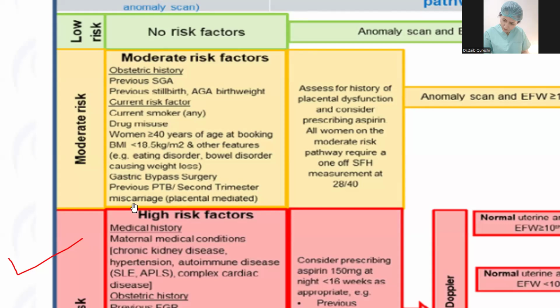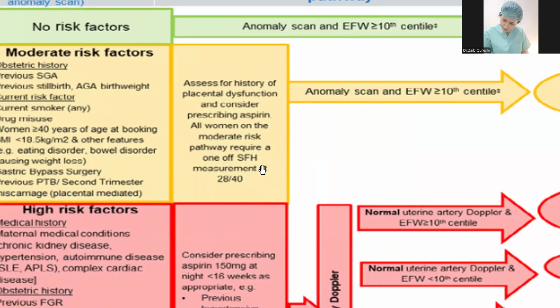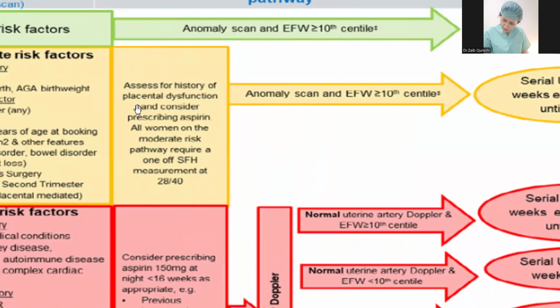But if it was placental mediated, meaning what we have talked about, the placental disorders, isn't it? Early onset FGR, early onset abruption, early onset hypertensive disorders. So in all these things, you will assess for the history of placental dysfunction and consider prescribing aspirin. All women on the moderate risk pathway require one symphysiofundal height measurement at 28 weeks.